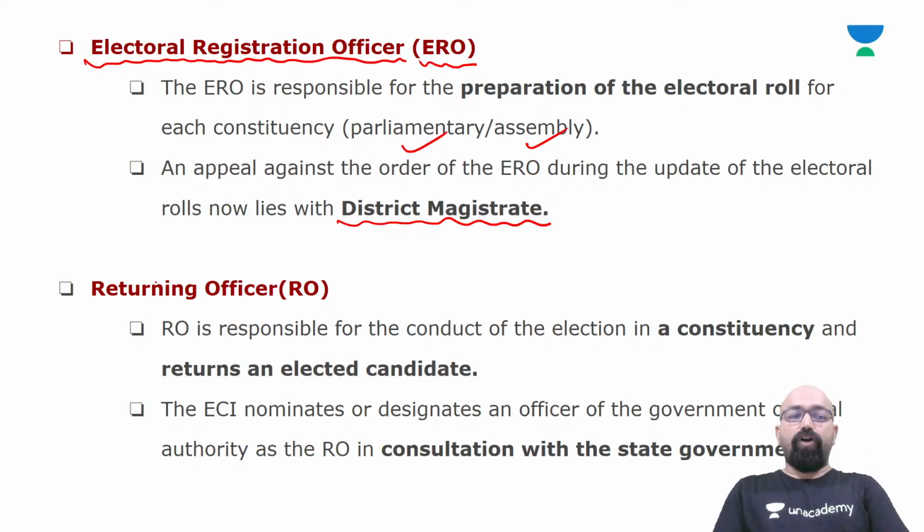Then Returning Officer, RO. The RO is responsible for the conduct of the election in a constituency and returns the elected candidate. The Election Commission of India nominates or designates an officer of the government or local authority as the returning officer in consultation with the state government.